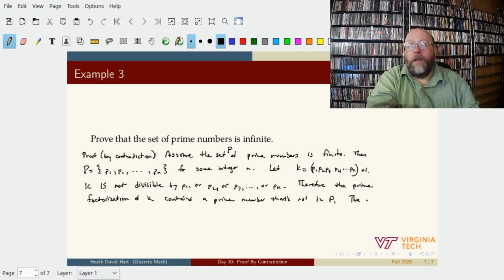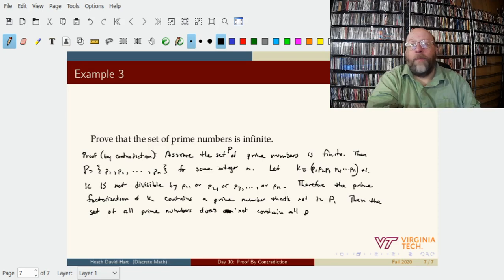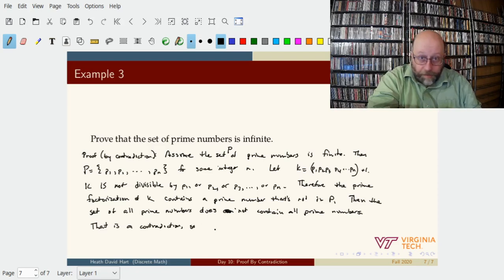Then the set of all prime numbers does not contain all prime numbers. Well, that sounds like a contradiction to me. That is a contradiction. And so the set of prime numbers is infinite.